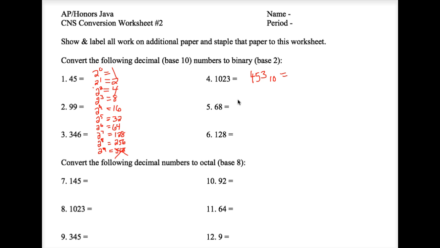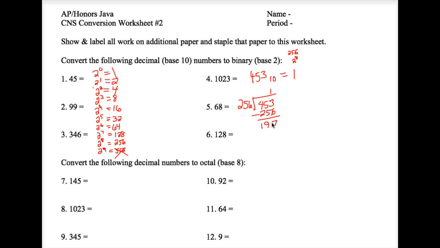And we set up that long division problem, and we perform the long division. 256 divided into 453 fits one time, and then we find the remainder. Because of that 1, we put a 1 in the column represented by 2 to the 8th, which I guess you could call the 256th column in a binary number.